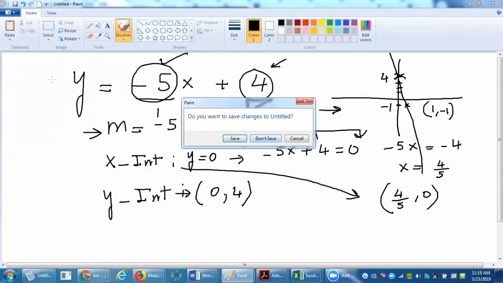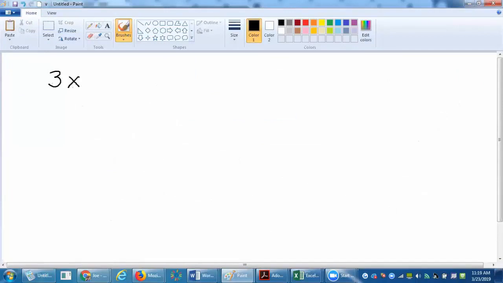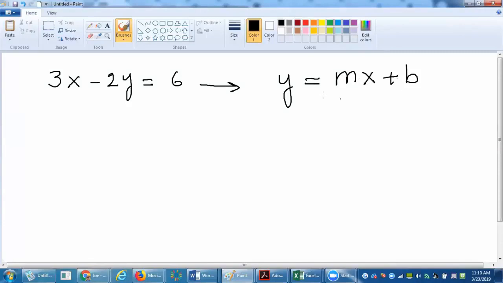Say you're given 3x minus 2y equals 6. And the question is, change the standard form to slope-intercept form. And this is by slope-intercept form where we have to isolate y. So to isolate y, we have to look at the y component and then move the 3x to the right. Subtract 3x from both sides. That's how we start isolating the y.